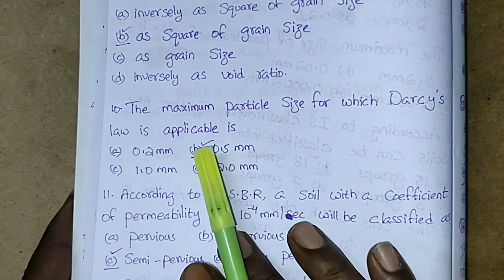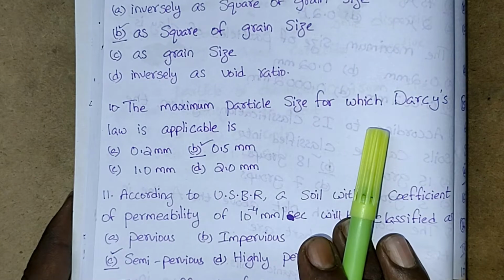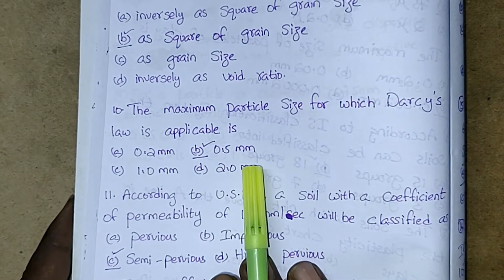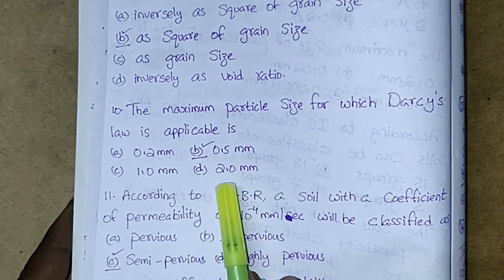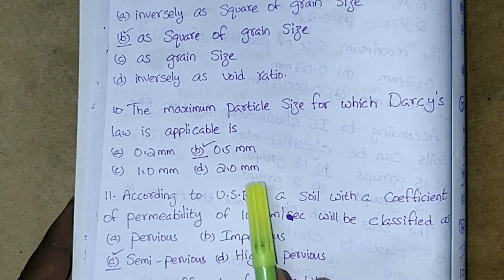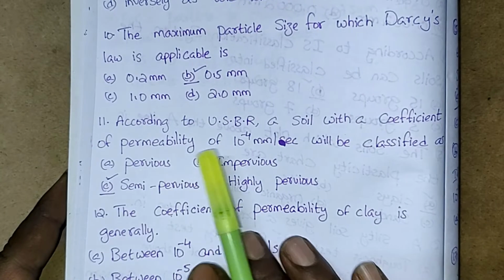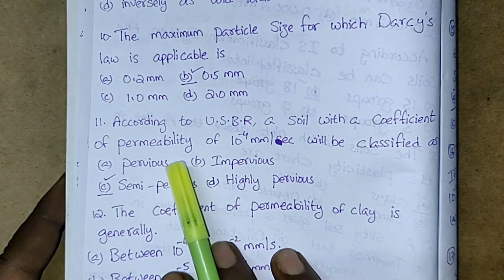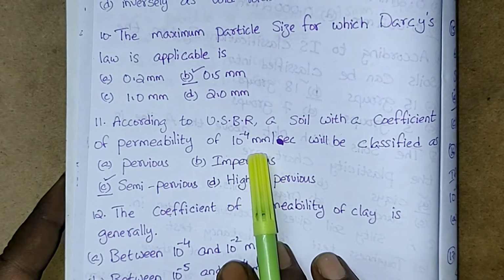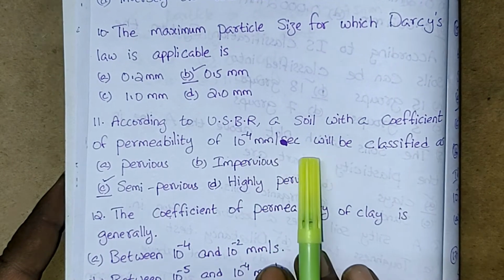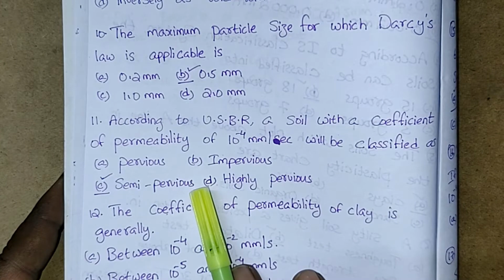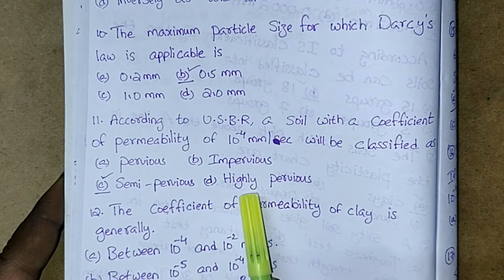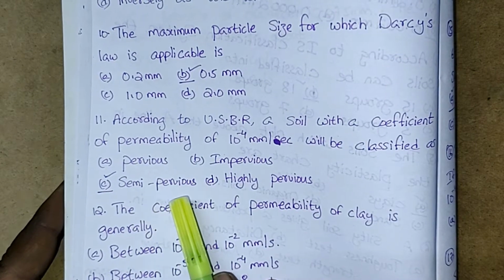The maximum particle size for which Darcy's law is applicable is 0.2 mm, 0.5 mm, 1.0 mm, 2.0 mm. So the answer is 0.5 mm. According to USBR, a soil with a coefficient of permeability of 10^-4 mm per second will be classified as pervious, impervious, semi-pervious, highly pervious. So the answer is semi-pervious.